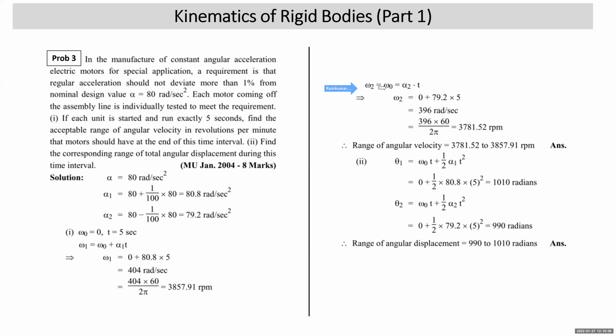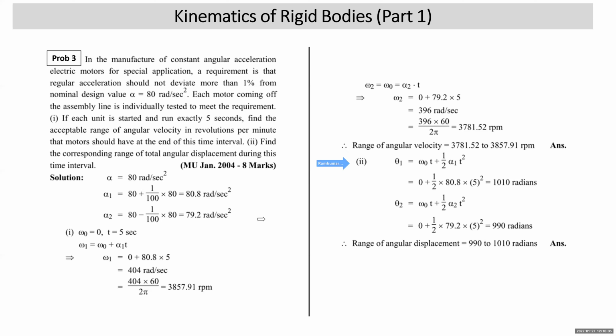of 5 seconds. Omega is equal to omega naught plus alpha t. Omega naught is 0 plus 79.2 into 5, that is 396 radian per second. Now convert it into RPM, multiply by 60, divide by 2 pi, 3781.52. So what we can say is, the question asks for the range of the angular velocity if 1% deviation of angular acceleration is allowed. So the range of the angular velocity will be 3781.52 rpm to 3857.91 rpm.